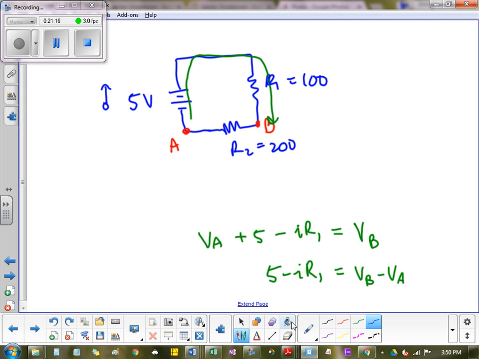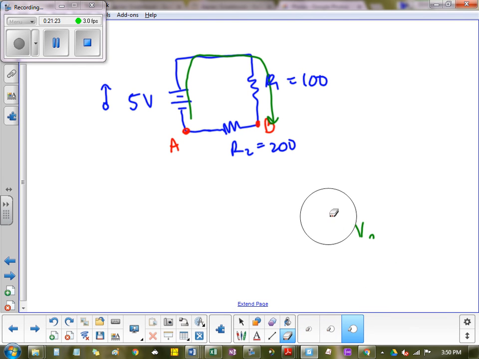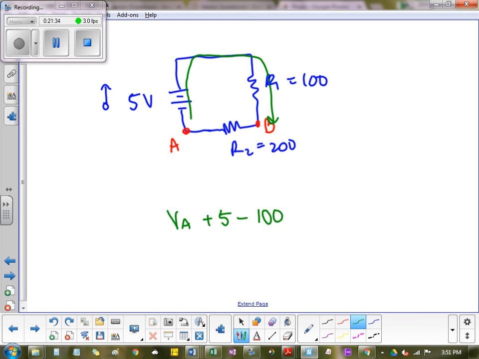Now, when you do this little partial journey thing, you do have to also think about the full journey too. So let's do the partial and write down what we have. We'll see if we can learn anything from it. All right, let's say you have VA, you add the 5, you subtract the 100 times I, and then you get VB. Notice you never actually passed through the second resistor because you didn't do a full journey, right? Okay.